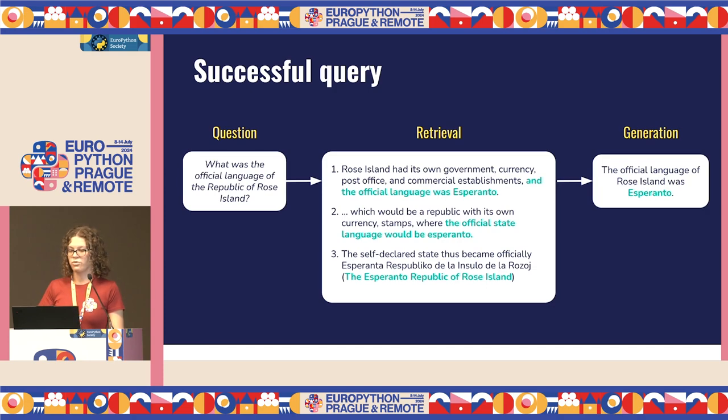In the case of a successful run, the retriever would find some snippets from wherever it's looking, for example, the internet. You can see in the snippets, it's very clear what the language is. All of them really clarify that the official language was Esperanto. And then the LLM reads this context and says, okay, the official language was Esperanto. So this is how you expect the system to work in practice.